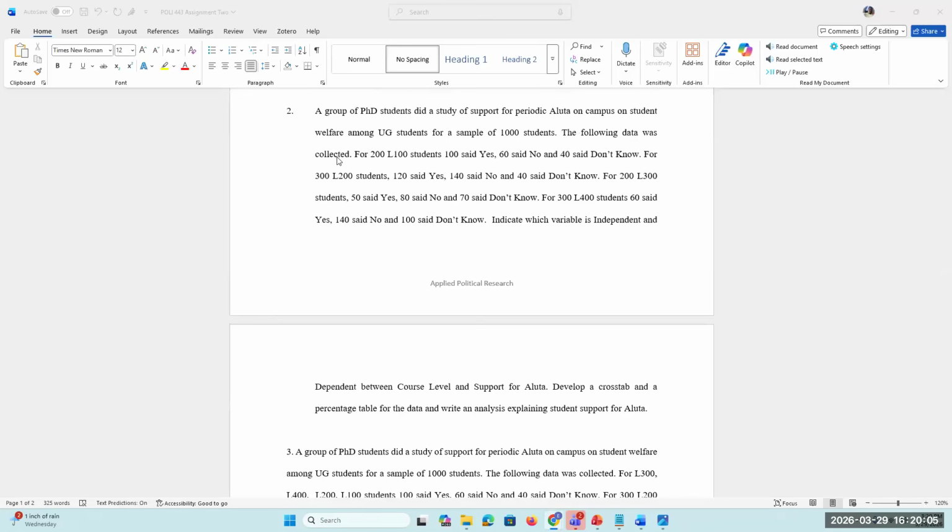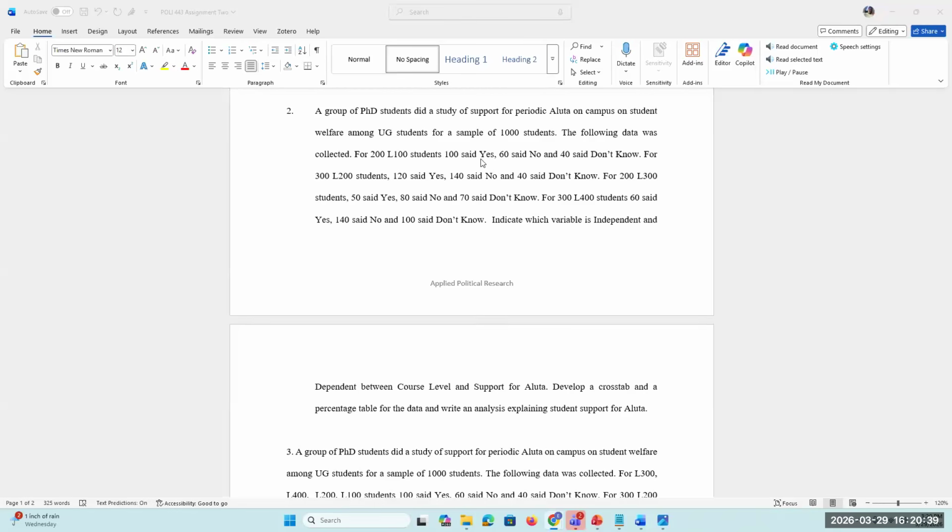Are these the only two people in the class? Okay, they are right. The levels become the independent variable, and then the support for ALUTA becomes the dependent variable.